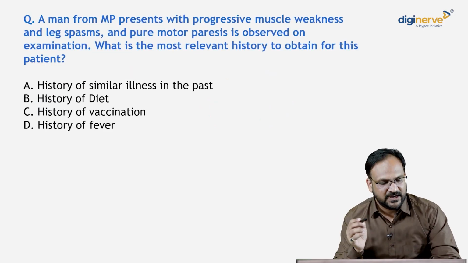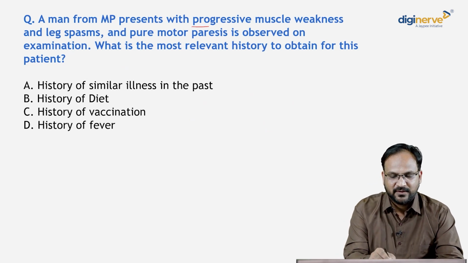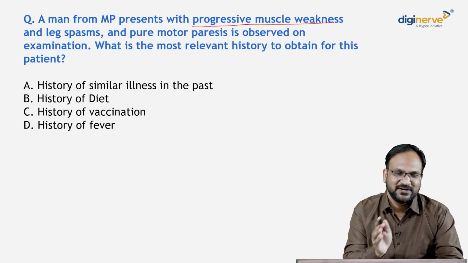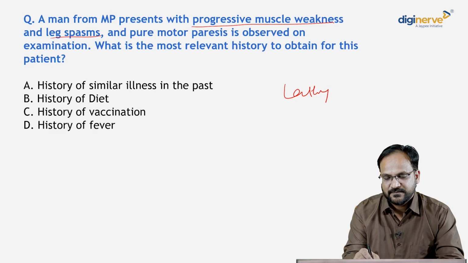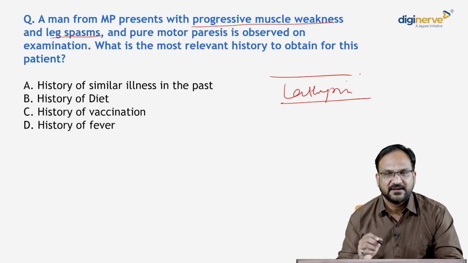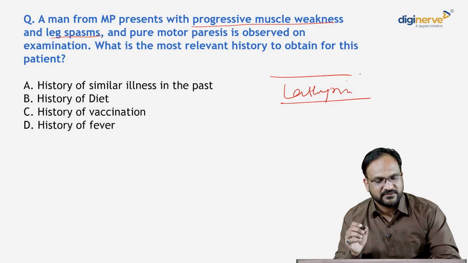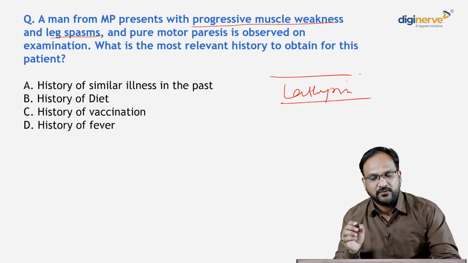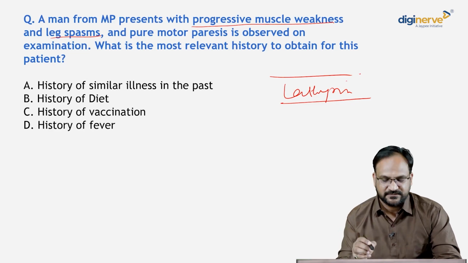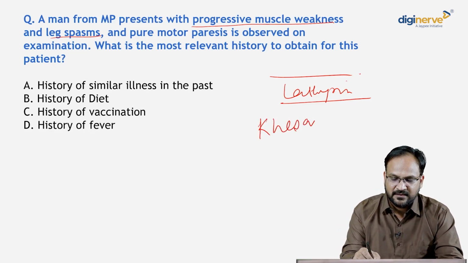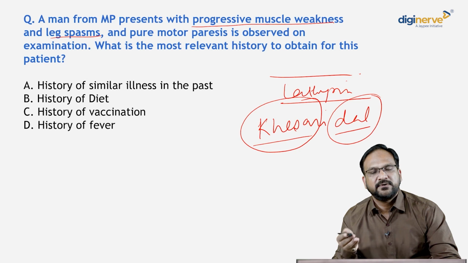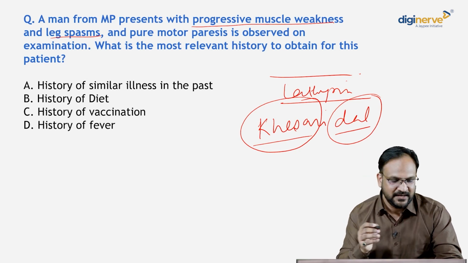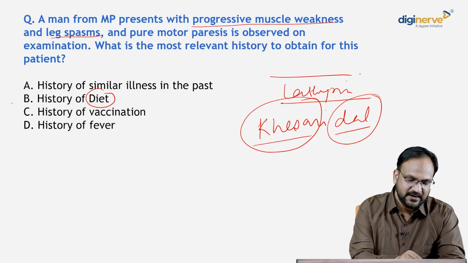Okay. The next one is, a man from MP, it means Madhya Pradesh, presents with progressive muscle weakness. As the patient is coming from MP with progressive muscle weakness and leg spasms, the thing that came to mind is lathyrism, Lathyrus sativus, and pure motor paresis is observed in the examination. What is the most relevant history to obtain from the patient? So what is the cause of lathyrism? The cause of lathyrism is the khesari dal. So we have to obtain the history of diet, the history of consumption of the khesari dal. So here history of diet will be our answer.